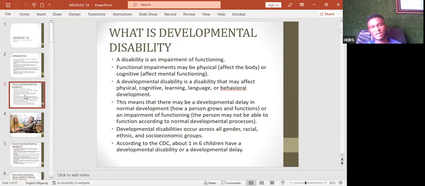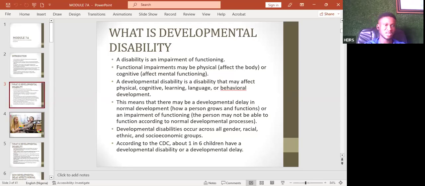So developmental disabilities also occur across all genders. It is not a reserve of one gender or race. It occurs across all genders, all races, all ethnic groups, and socio-economic groups. And according to the CDC, the Centers for Disease Control, about 1 in 6 children have a developmental disability or a developmental delay. So we see in our world today that a lot of children are being born with developmental disabilities.